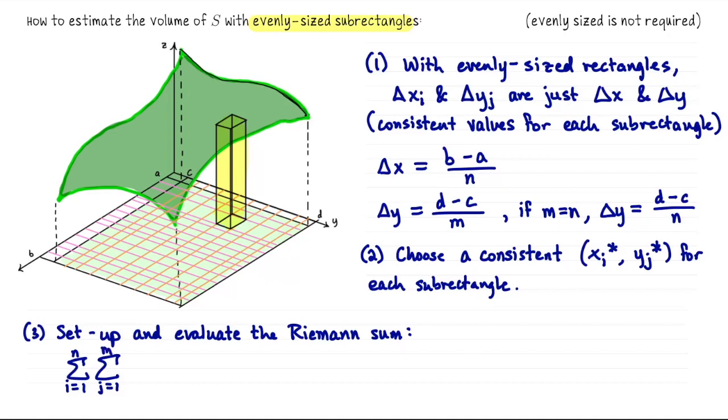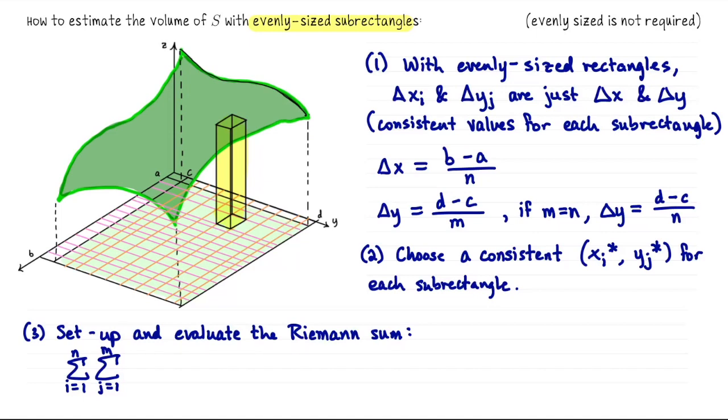So what this double sum does is it first fixes i equal to 1. That puts us in this first strip perpendicular to the x-axis. Then it says do some computation down the y-axis. So this double sum means first fix an x-interval and sum up over all the y-intervals.